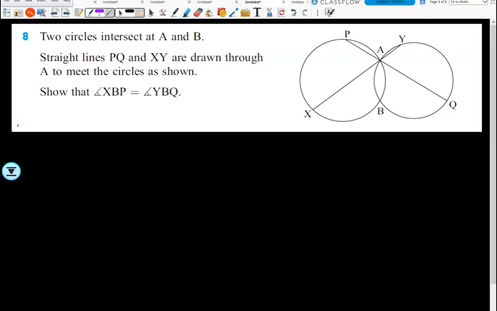So straight away we're going to go XBP equals YBQ. I'm going to do something because I've got it in colour here. I'm just going to go over these lines.